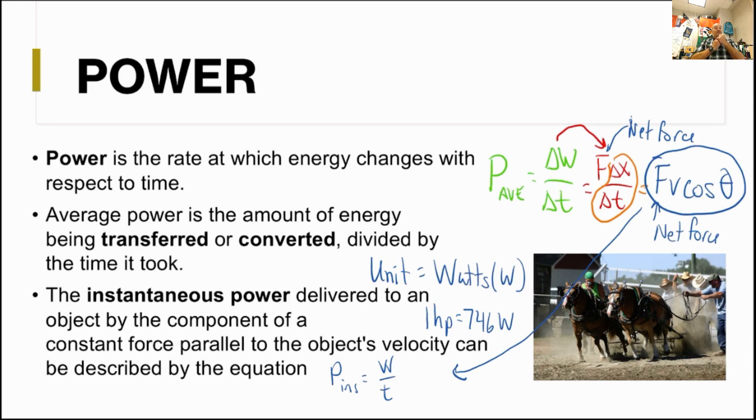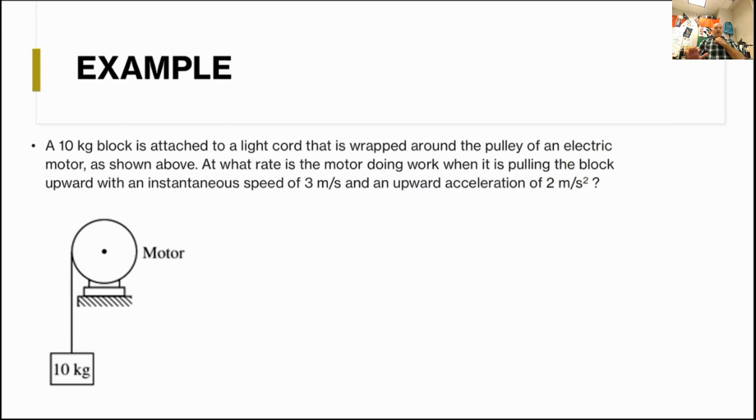All right, so let's look at an example problem. Here we have a 10 kilogram block attached to a light cord that is wrapped around a pulley by an electric motor, as shown above. At what rate is the motor doing work when it is pulling the block upward with an instantaneous speed of 3 meters per second and an upward acceleration of 2 meters per second squared?